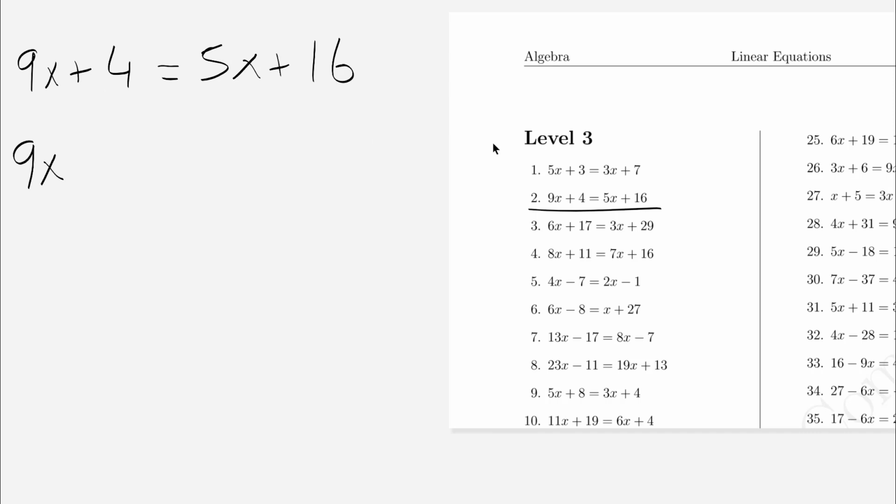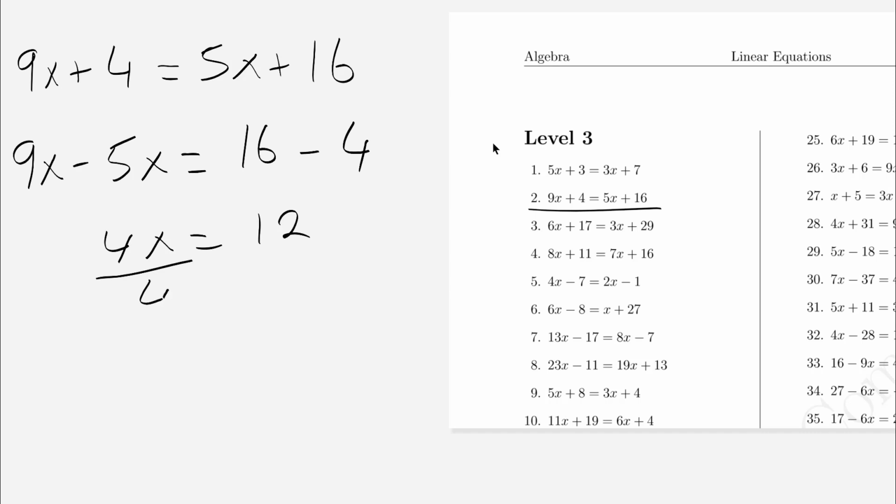We're going to subtract the 5x to the left hand side. 9x minus 5x equals 16, and the plus 4 would be a minus 4 when we subtract that to the right hand side. So then that will leave us with 4x equals 12. Then we can divide both sides by 4, and we will get x is equal to 3.